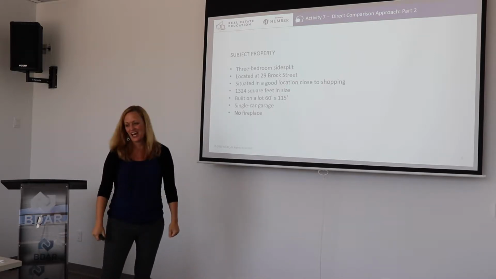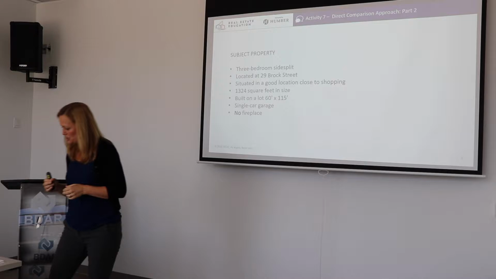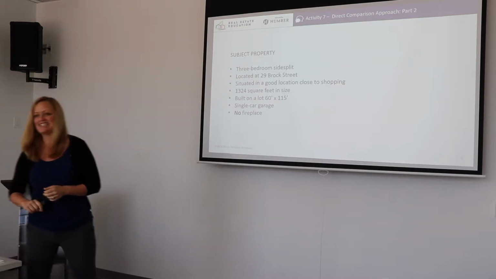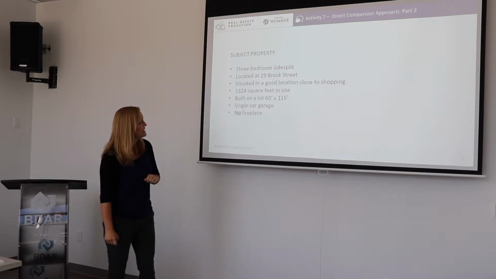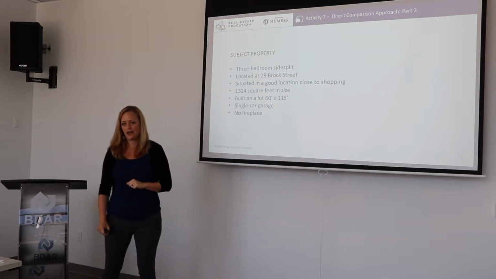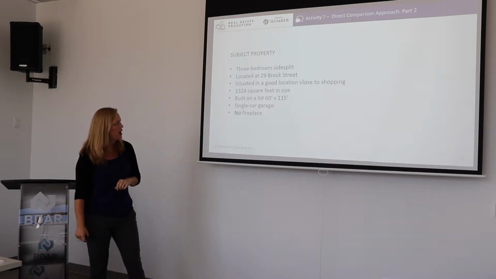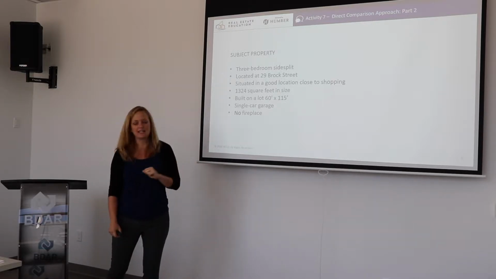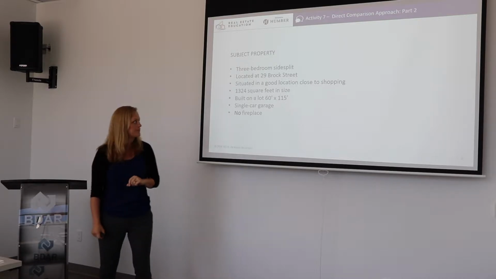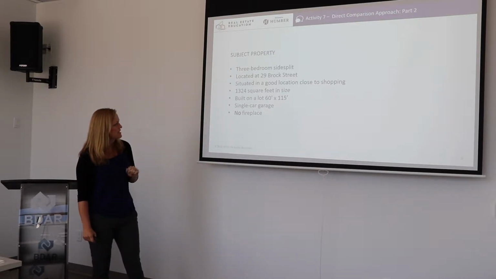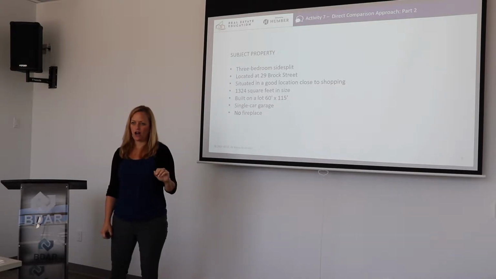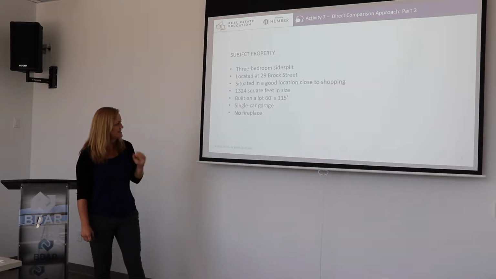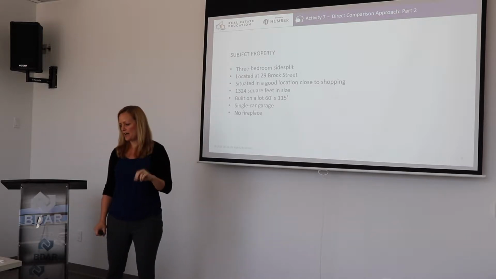I'm so glad. Okay, we're going to go right to page 17 in your book, activity 7. Our subject property today is a 3-bedroom side split. It's located at 29 Brock Street, and it's situated in a good location close to shopping. It is a 1,324 square foot property, and it's built on a 60 by 115 lot. It has a single car garage and no fireplace.